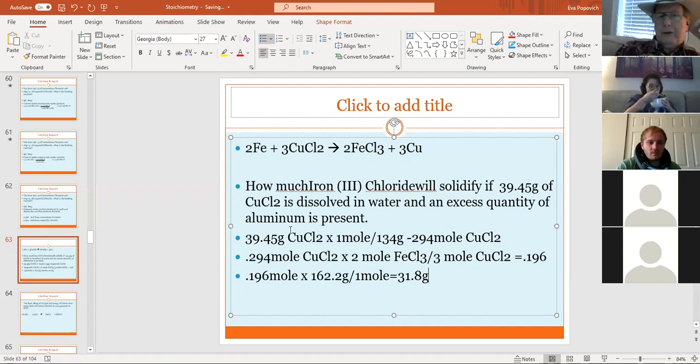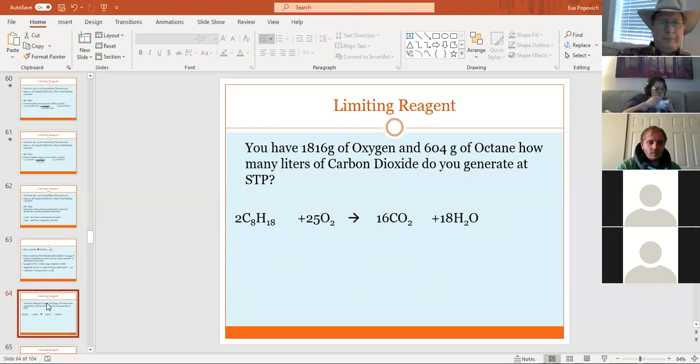Okay? Simple enough, guys. It's a 3-step process. Change the grams that are known into moles. Use the molar ratio to turn the moles of the known into moles of the unknown. Then as a third step, take the moles of the unknown and turn them into grams by multiplying by the molecular weight. Easy peasy, guys?